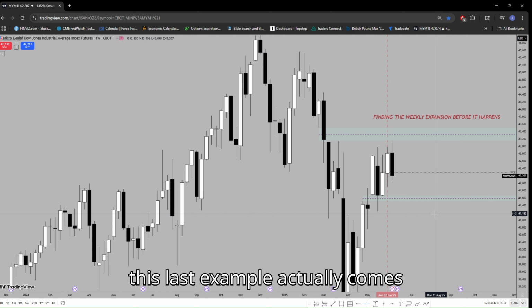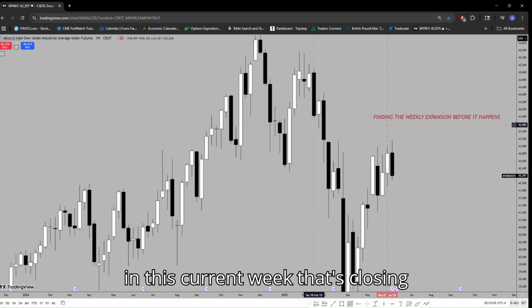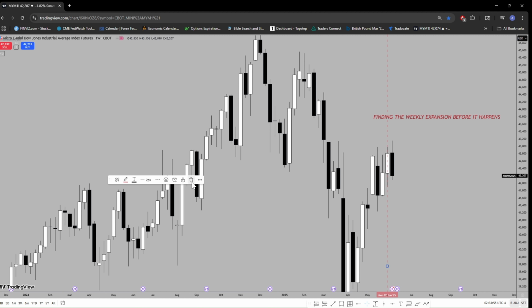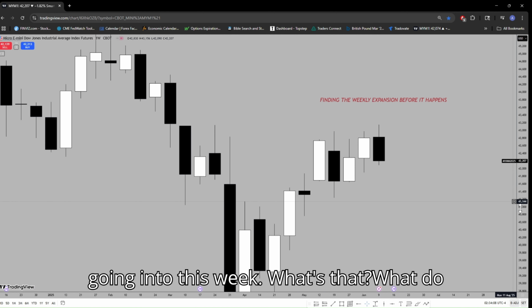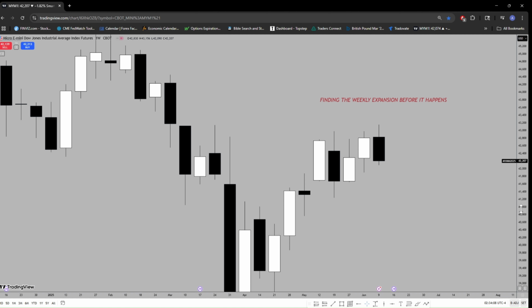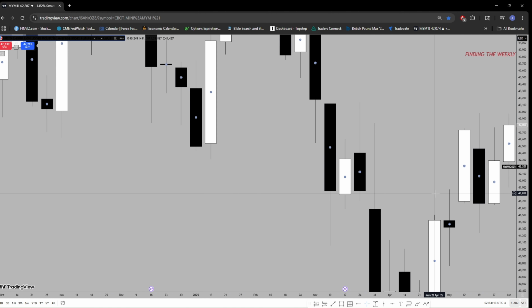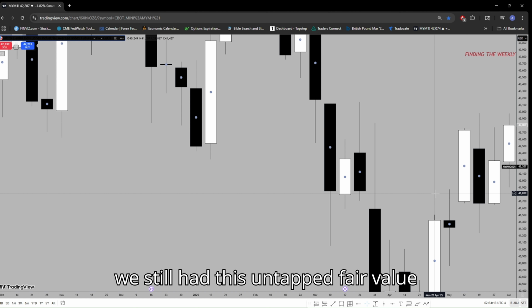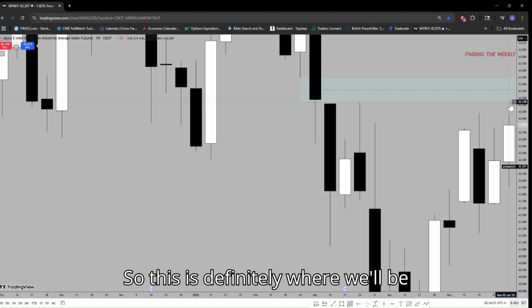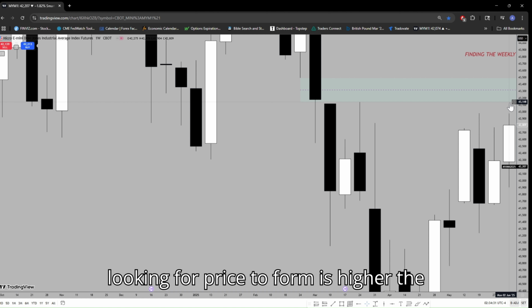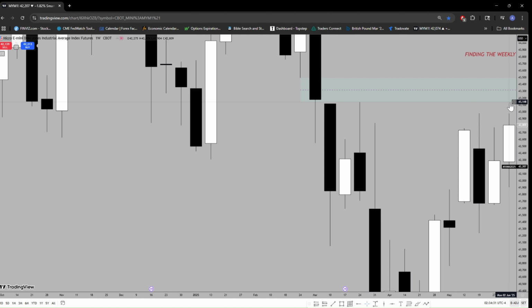This last example actually comes in this current week that's closing, the 9th to the 14th. Speeding through this, going into this week, what do we have? Above the previous weekly high, we still had this untapped fair value gap. So this is definitely where we'll be looking for price to form its high of the week or trade into.